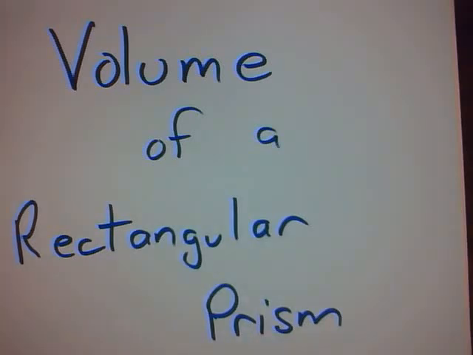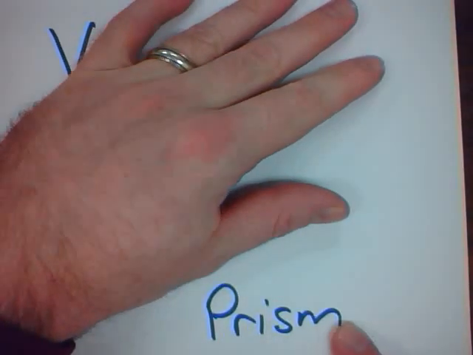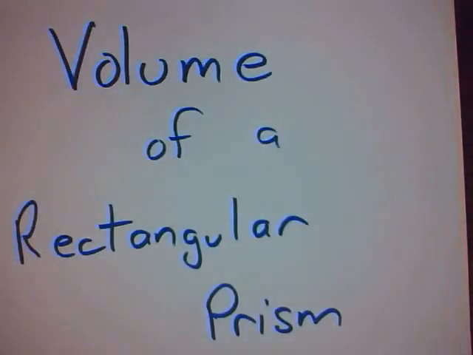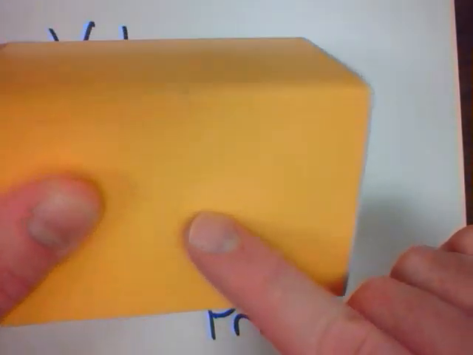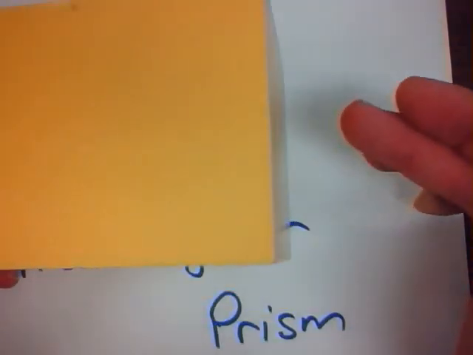In this session, we're going to look at the volume of a rectangular prism. First of all, what is a prism? A prism is a shape in which each of the sides is a rectangle and the base is the same.